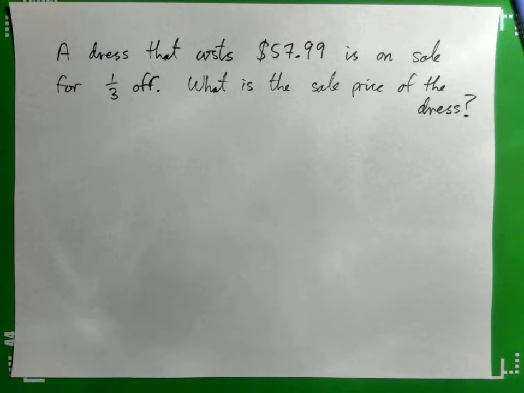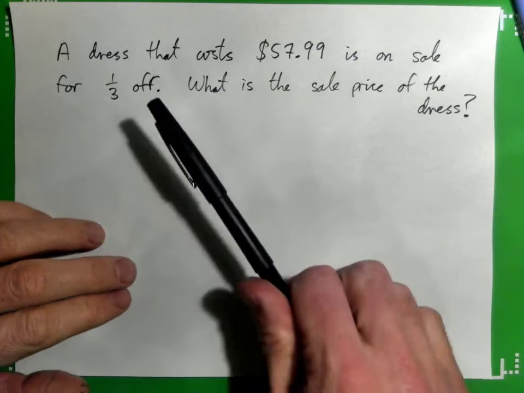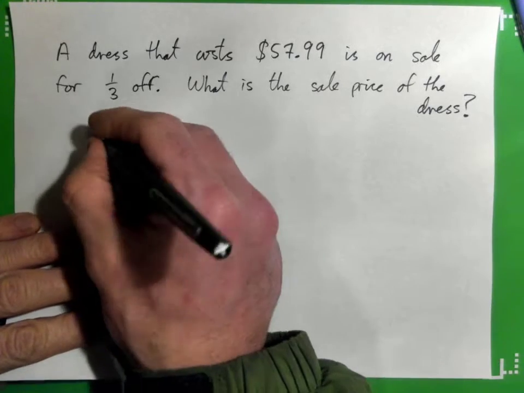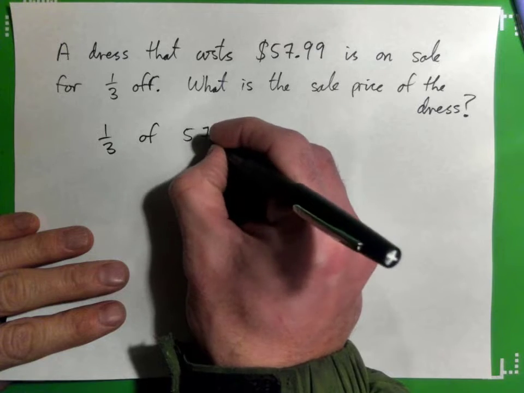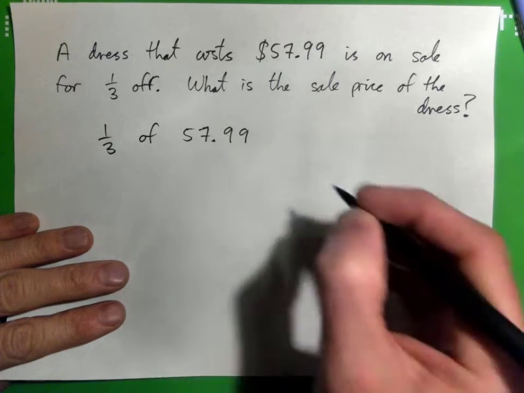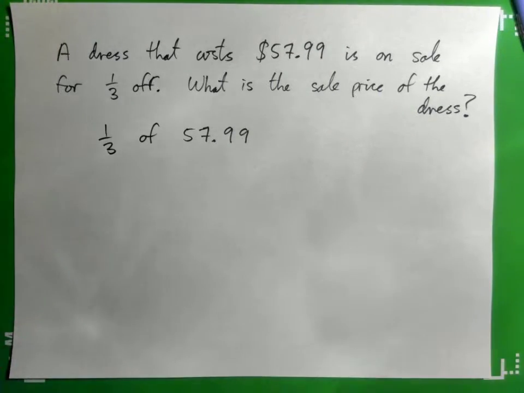So a dress that costs $57.99 is on sale for a third off. What is the sale price of the dress? So how about we start with getting 1/3 of $57.99? Does that make sense? And then we take that off, right?